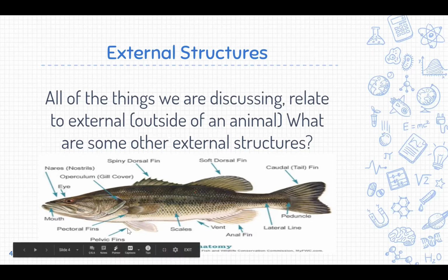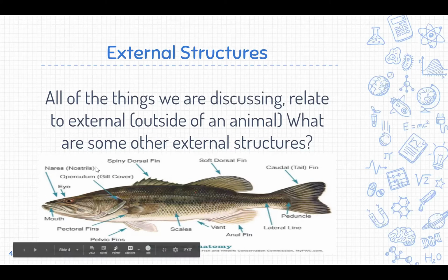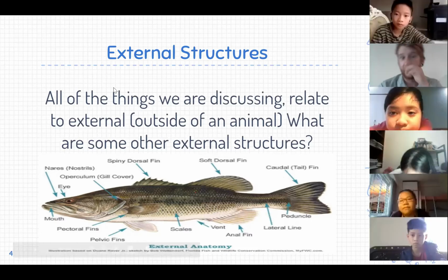Now, if you look at the idea of this fish, okay? On the outside of the fish, you have the pectoral fin, the pelvic fin, the scales, the vent, an anal fin, you've got a lateral line, a tail fin, a dorsal fin, a spiny dorsal fin, you've got gill covering, you've got nostrils, you've got eyes. They're all on the outside of the fish, okay?